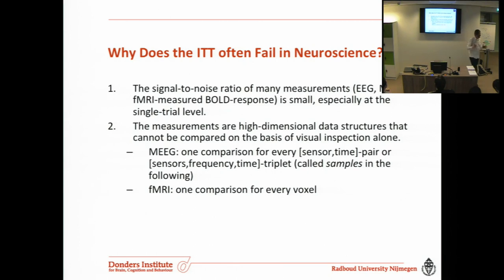And the same holds for fMRI. fMRI also comes with intrinsically three-dimensional data structures. You don't have to do spectral analysis to insert a third dimension. The data are just recorded in 3D. Every voxel corresponds to a point in a three-dimensional space.